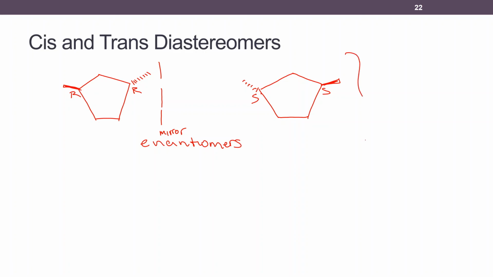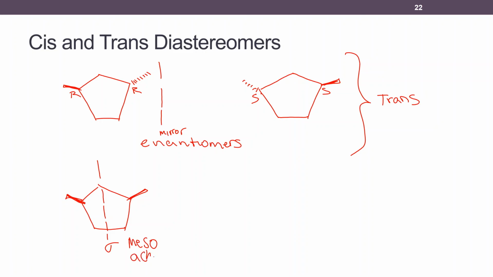Now, both of these molecules are trans. Both of these enantiomers are trans. We can look at the cis, and see there is a plane of symmetry here. So this is meso. Meso compounds are achiral, but they have asymmetric centers. So here's your R, here's your S.